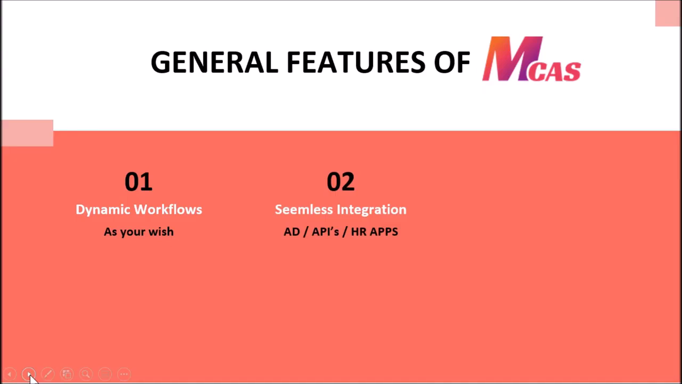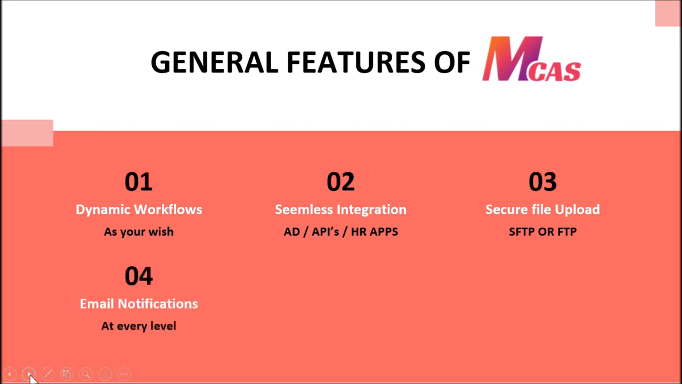MCAS can be integrated with your existing Active Directory or even with your existing HR application. Also, MCAS will be expanded through a variety of APIs in future to be integrated with other systems in the bank. In order to secure your files, MCAS features SFTP file upload facilities. Throughout the approval process, email notifications will be available to speed up the approval level.